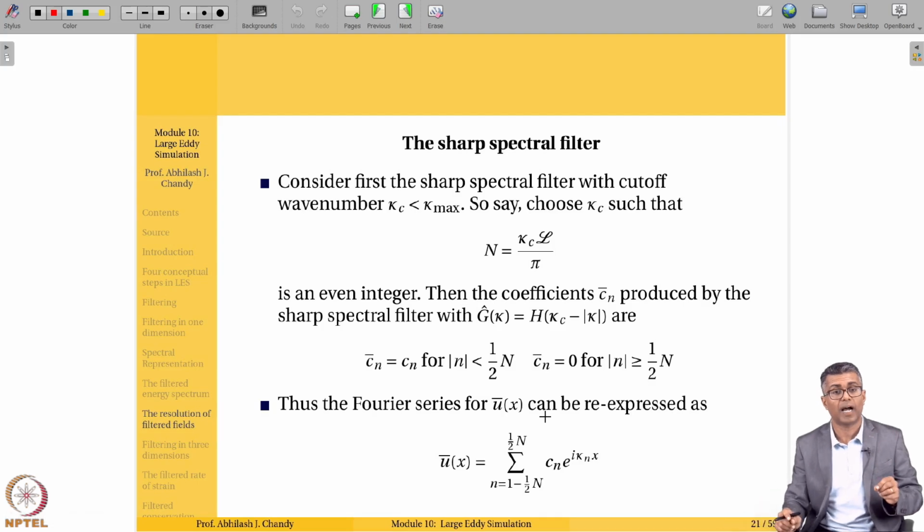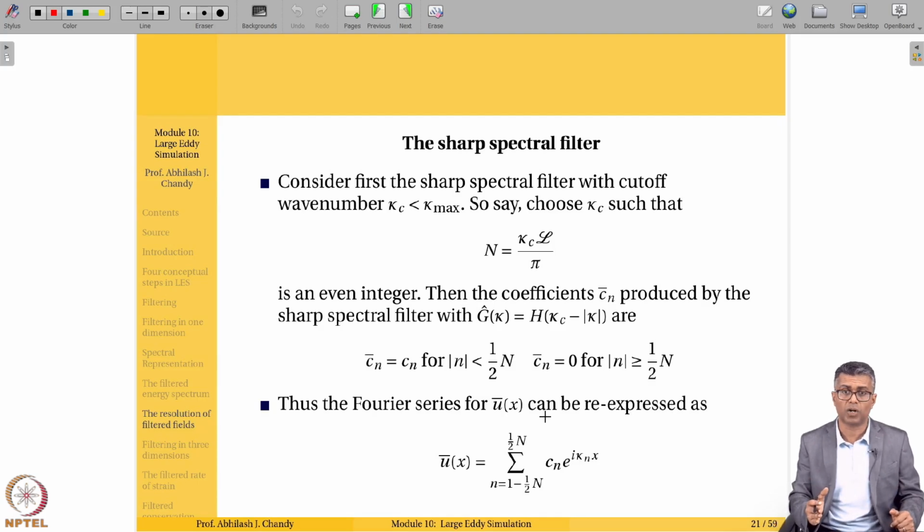So consider first the sharp spectral filter with a cutoff wave number kappa c less than kappa max. Obviously, the cutoff wave number is going to be less than kappa max. Kappa max is the maximum resolved wave number to resolve the Kolmogorov scale. Kappa c is your cutoff wave number corresponding to LES. So it will be somewhere in the inertial subrange. It will be less than kappa max.